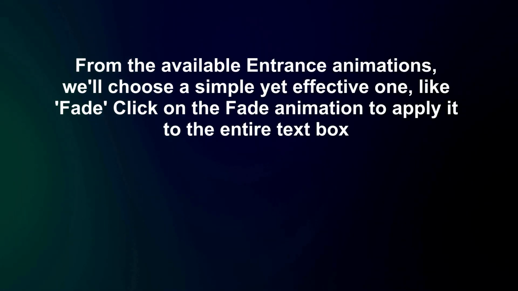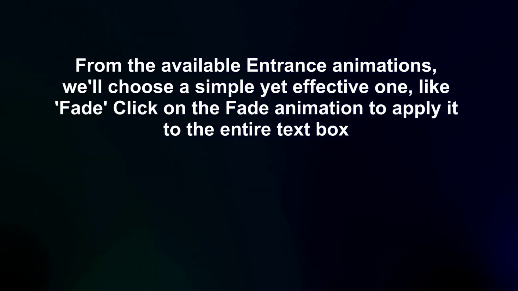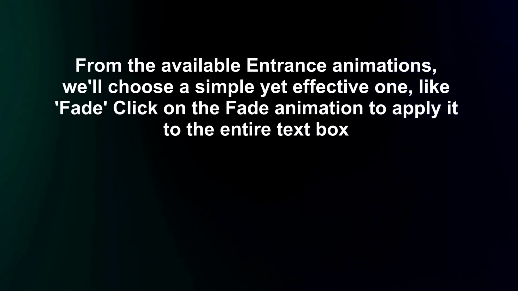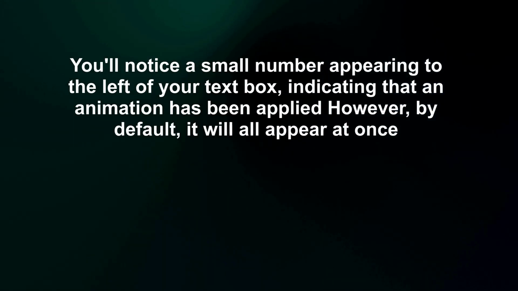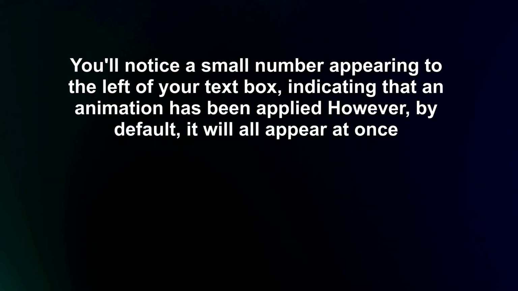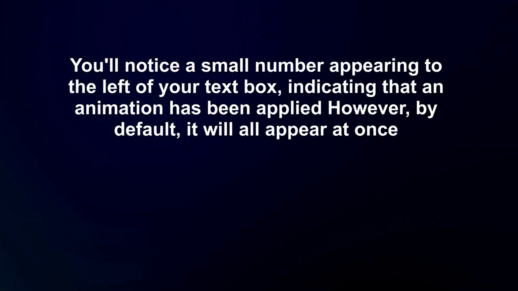From the available entrance animations, we'll choose a simple yet effective one, like Fade. Click on the Fade animation to apply it to the entire text box. You'll notice a small number appearing to the left of your text box, indicating that an animation has been applied. However, by default, it will all appear at once.